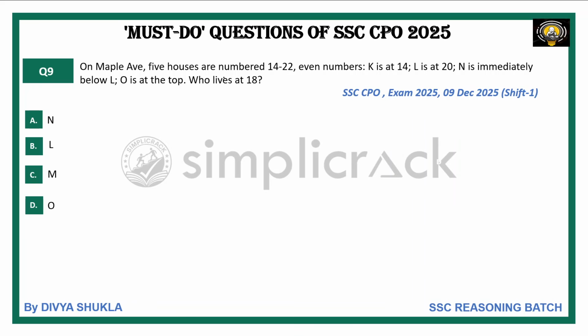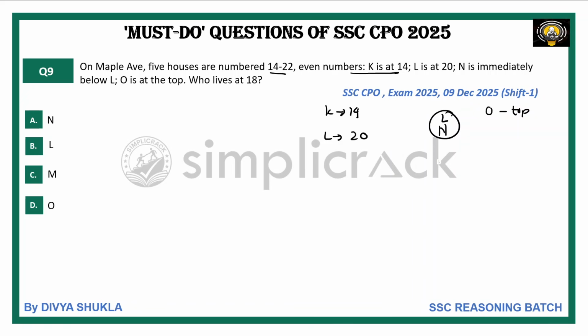On Maple Avenue, 5 houses are numbered 14 to 22. Even numbers, K is at 14, L is at 20, and N is immediately below L. So I can say N is immediately below L. O is at the top, who lives at 80. So we have five houses which are numbered from 14 to 22, and they are even numbers. That means I would be having it like this.